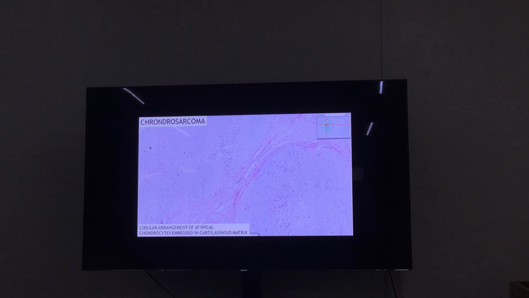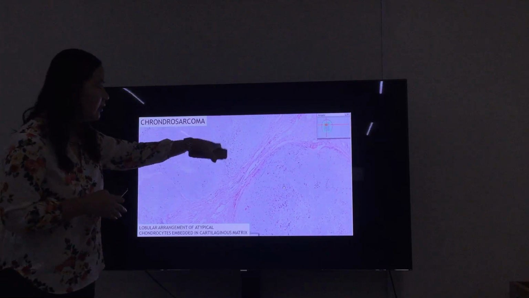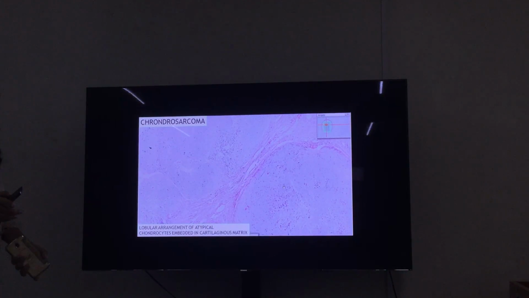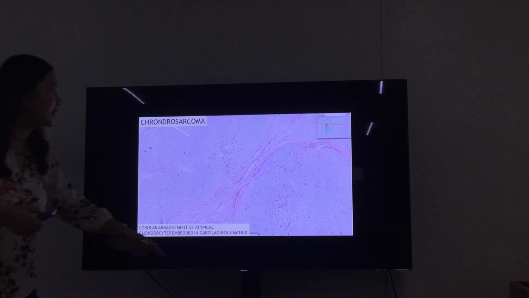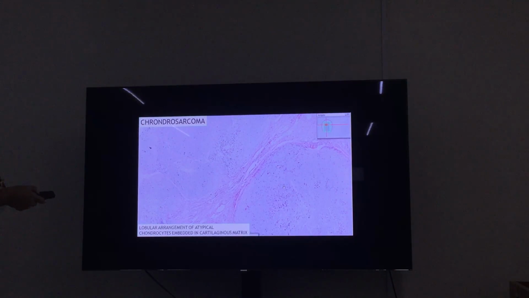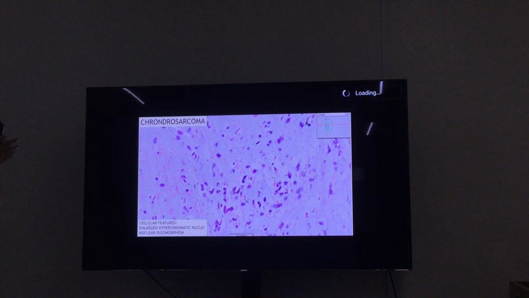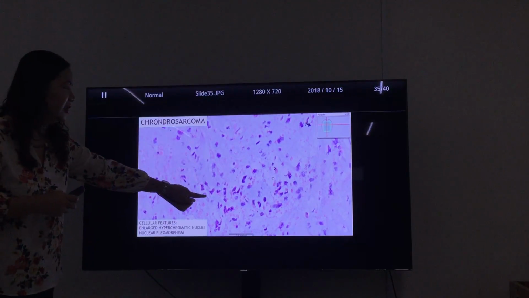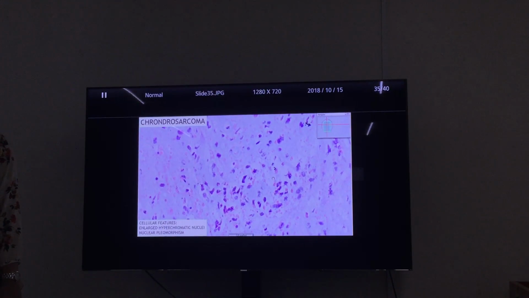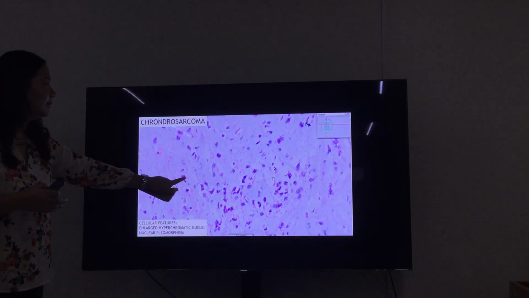Okay? So, chondrosarcoma. So here you can see lobules of your chondrocytes embedded in a cartilaginous matrix. So you can see what? This bluish cartilaginous matrix. So yan. So it's cellular. Look at the cells, it's enlarged and pleomorphic. Okay? With hyperchromatic nuclei. So, yan.